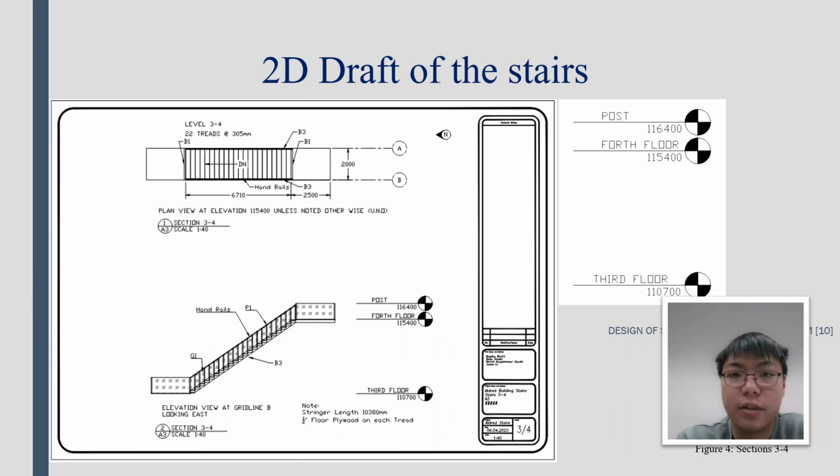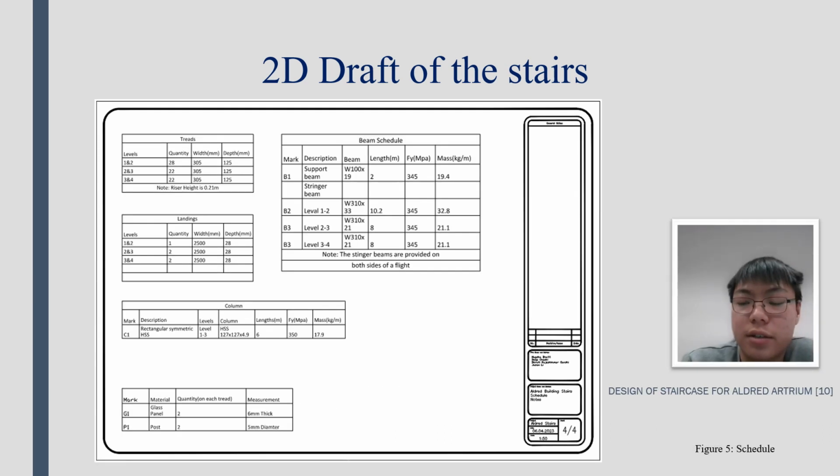It has an elevation of 4,700, while the first floor will have an elevation of 6,000. Okay, so here's the table for dimensions of the treads, beams, columns, and landings. You can see that 2 to 3 and 3 to 4 are exactly identical. This is due to them having the same elevation difference, which is 4,700.